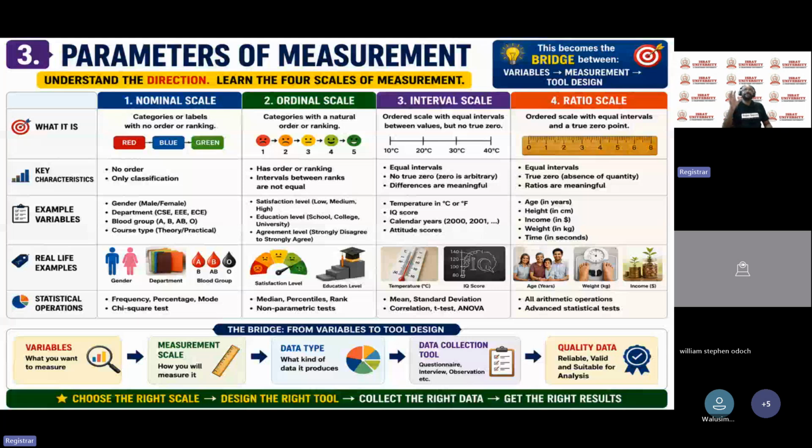Why is this board important for you? Because you are fetching data. What kind of data? This data indicates some relations, and we are going to test these relations, isn't it? So all are coming primarily from what? Your variables and the scale you use. Based on that, you get the data type.